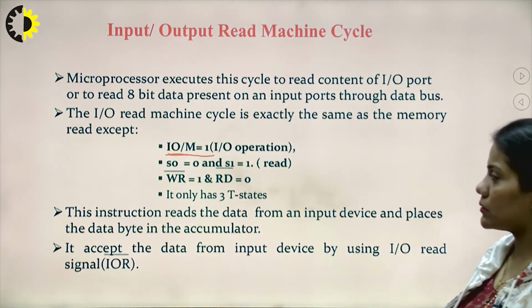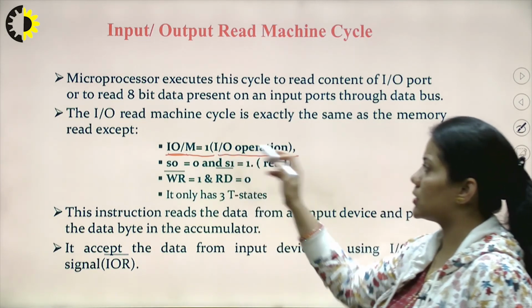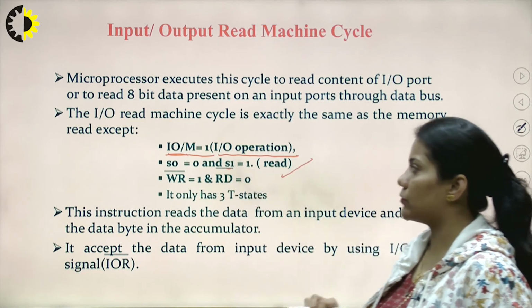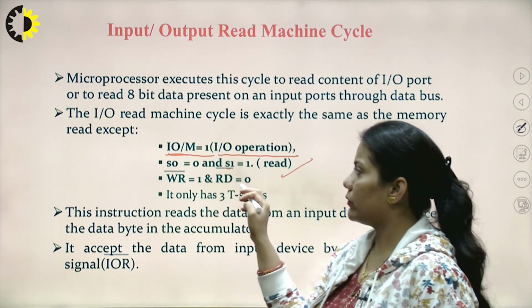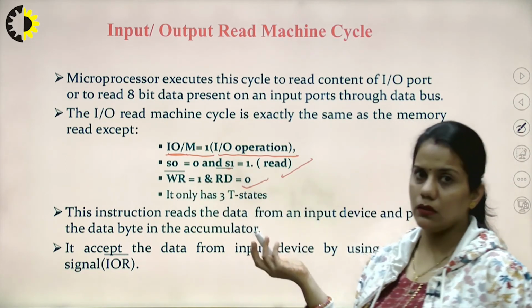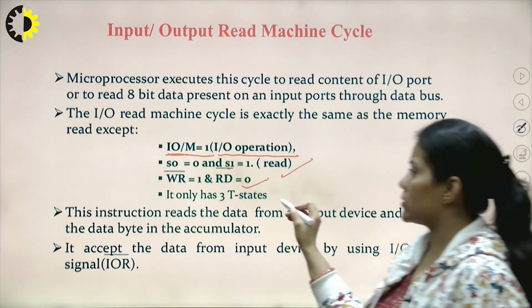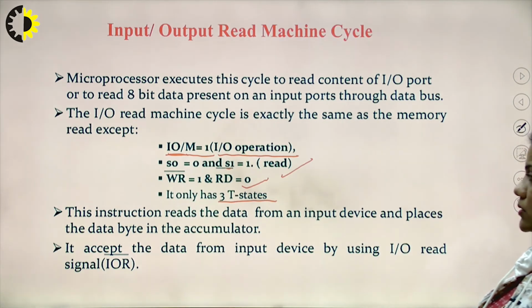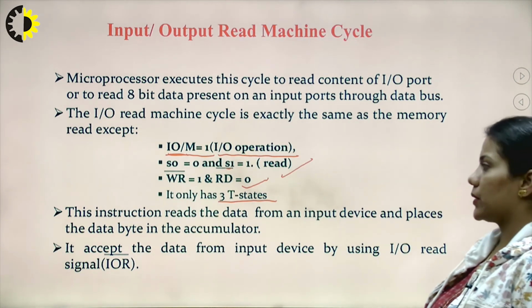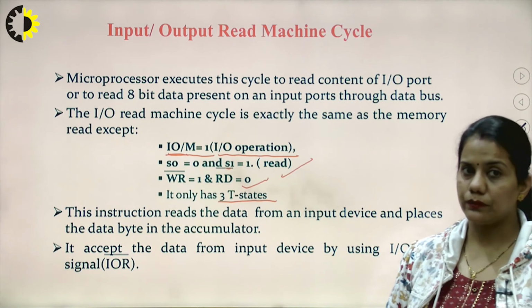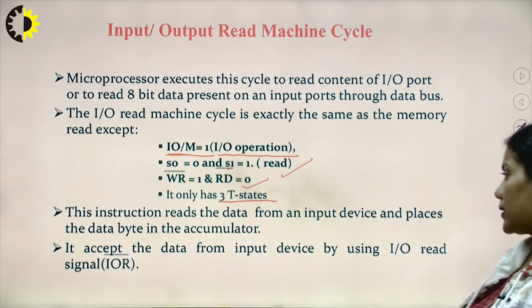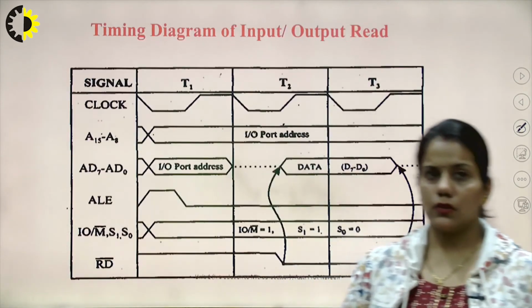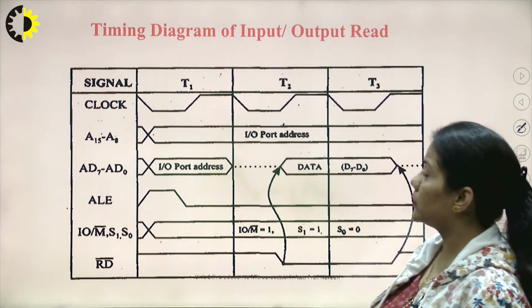Since we are performing the input output operation, this signal should be 1. Again for read, S0 should be 0 and S1 is 1. Again between write and read, read should be activated, so it's 0, and it has only 3 T states. This instruction reads the data from an input device and places the data byte in the accumulator. It accepts the data from the input device by using the input output read signal. So let's have a look at the timing diagram.